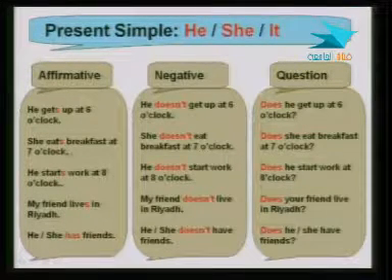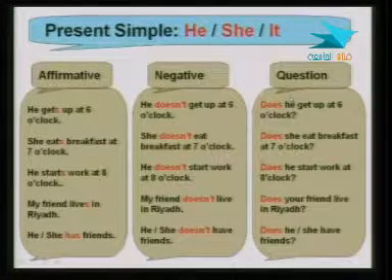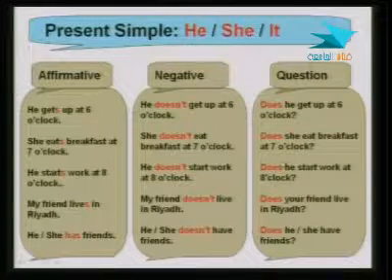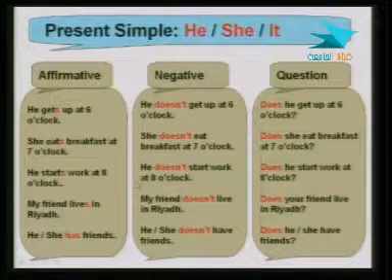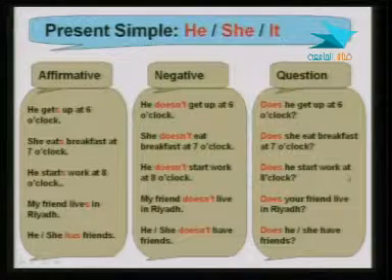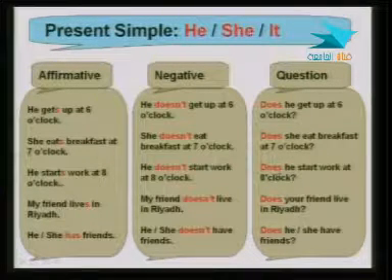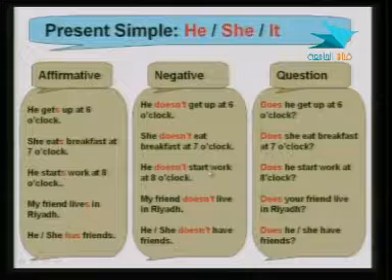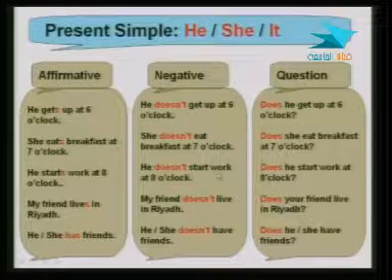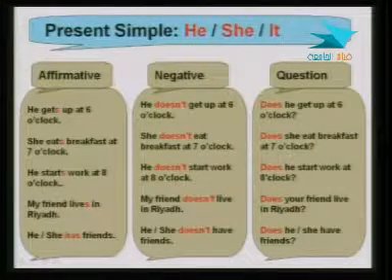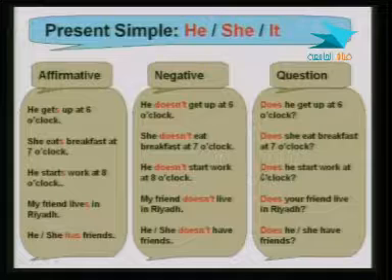Right. She eats breakfast at 7 o'clock. She doesn't eat breakfast at 7 o'clock. That's negative. And the question from that one is: does she eat breakfast at 7 o'clock? Third sentence: he starts work at 8 o'clock. He doesn't start work at 8 o'clock. Does he start work at 8 o'clock? Notice the verb also drops the s because it's already attached to the helping verb. The s that comes in the affirmative sentence is dropped in the negative and in the question because it's already carried by the helping verb.